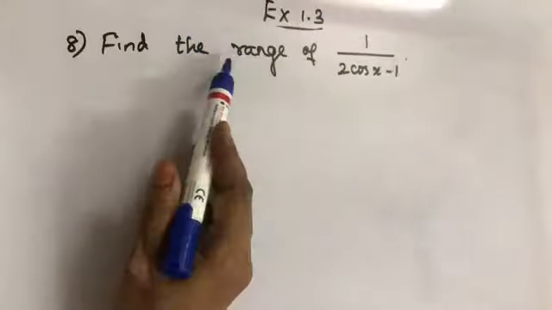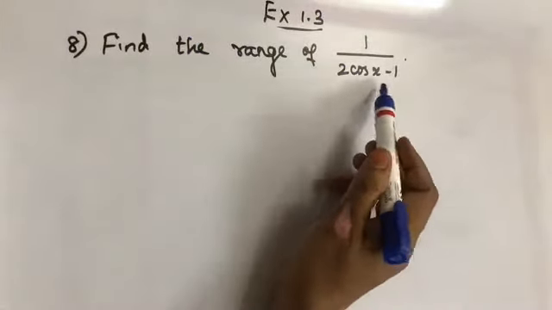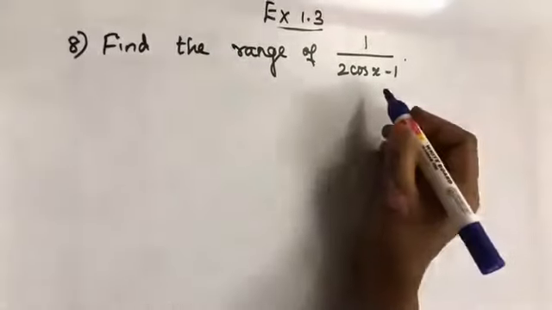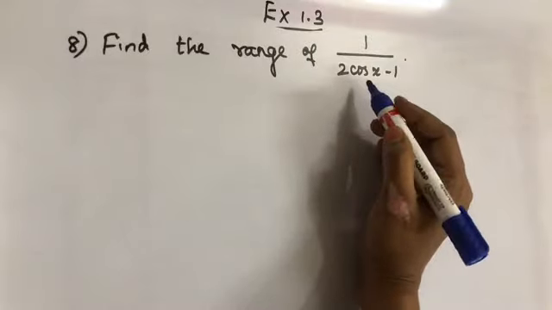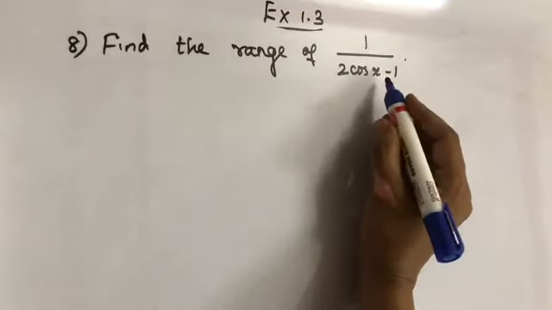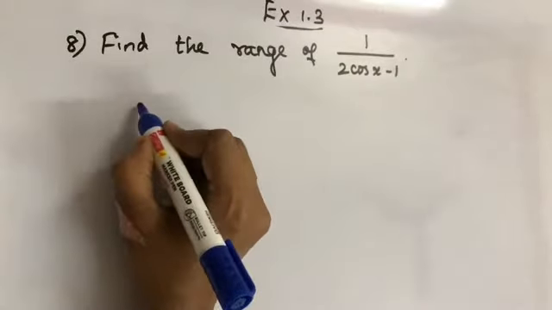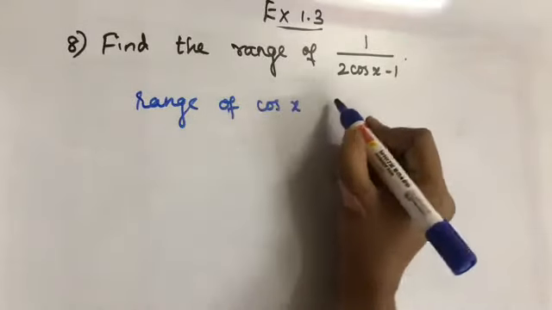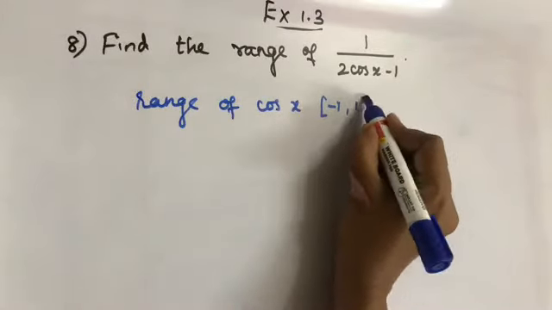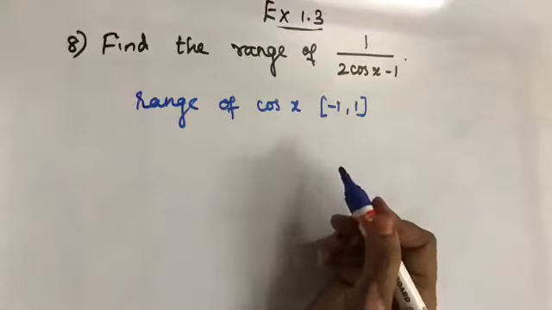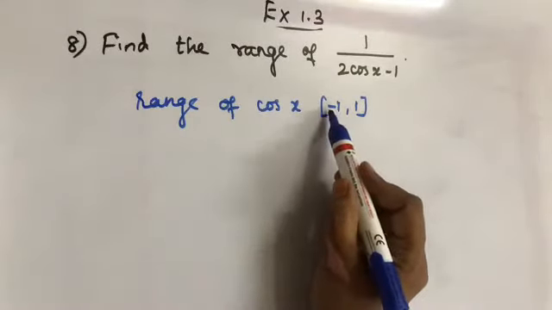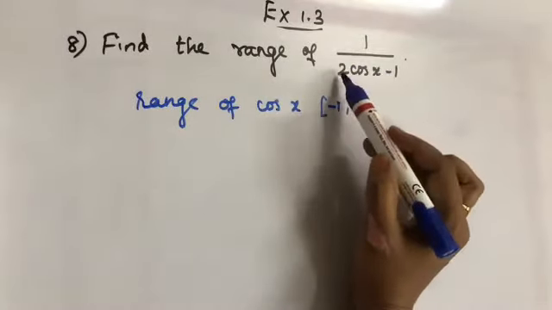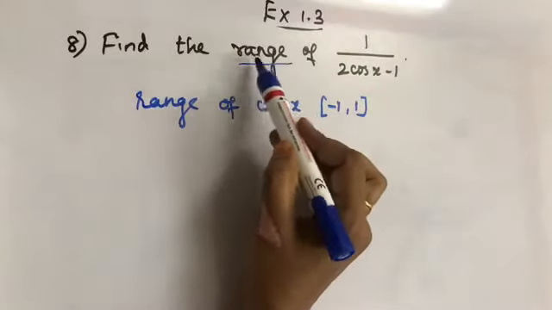Find the range of 1 divided by 2 cos x minus 1. So all of you know that the value of cos x lies between minus 1 and 1. In trigonometry, even in 10th standard you have studied it. So cos varies from minus 1 to 1. Now we have to find the range of 1 divided by 2 cos x minus 1.